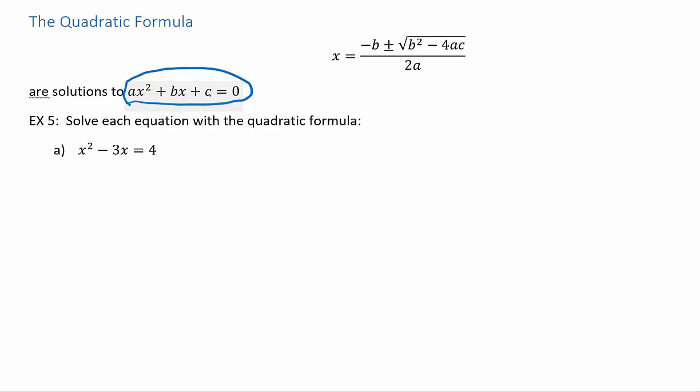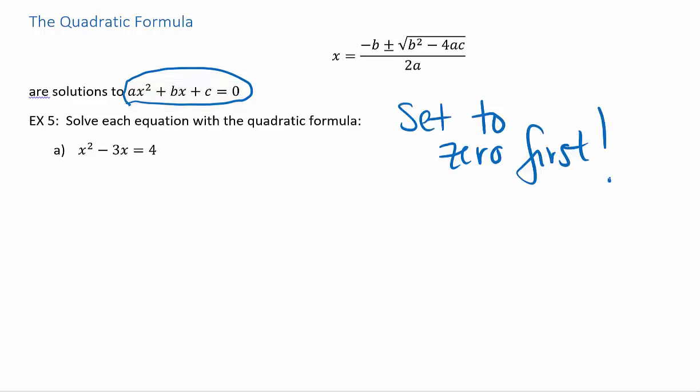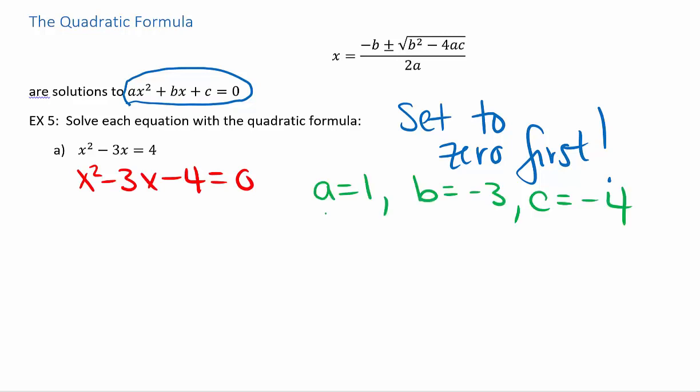All right, let's see how it works within an example. The first thing I want to point out is this formula was derived assuming your quadratic equation equals 0. So before you do anything else, you want to make sure the quadratic equation you have has one side equal to 0. In this case, this means we have to subtract the 4. A is the number in front of the x squared. In my example, that would be 1. B is the number in front of the x, -3, and C is that constant, in this case, -4.